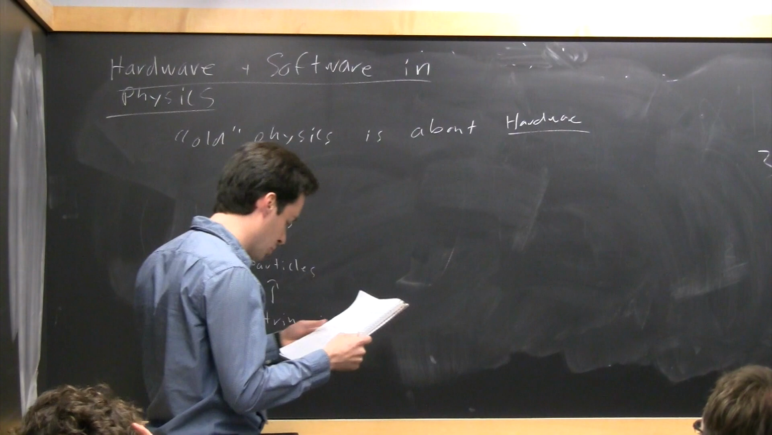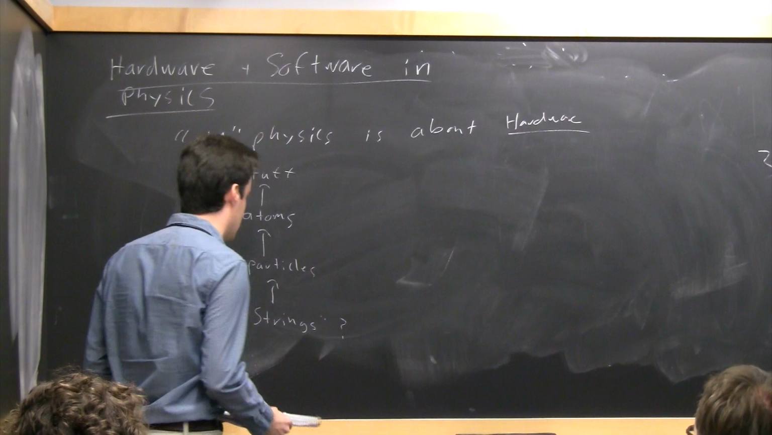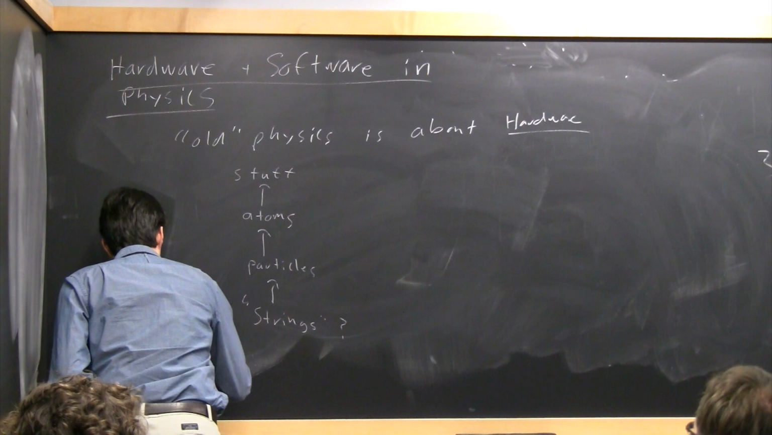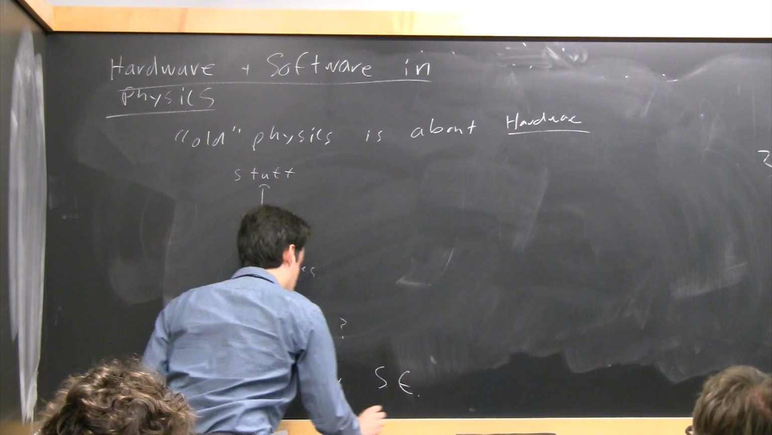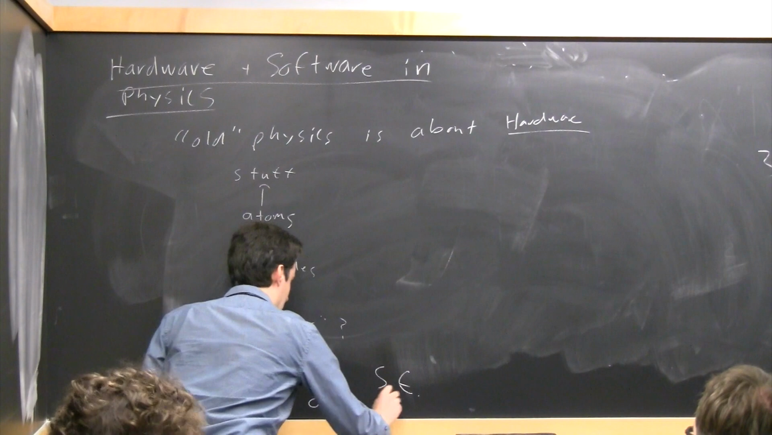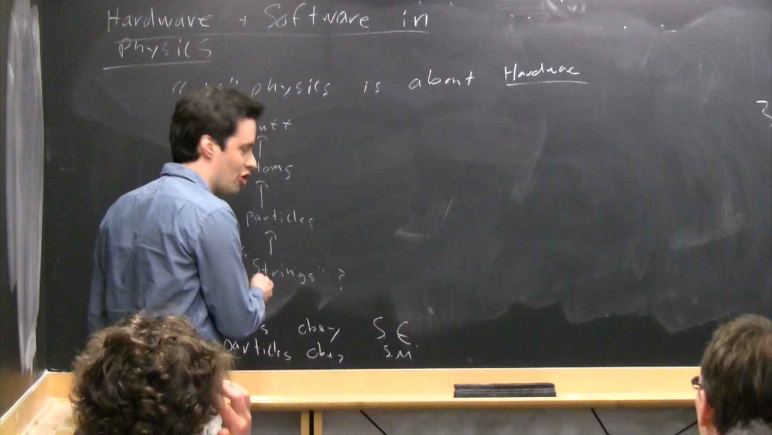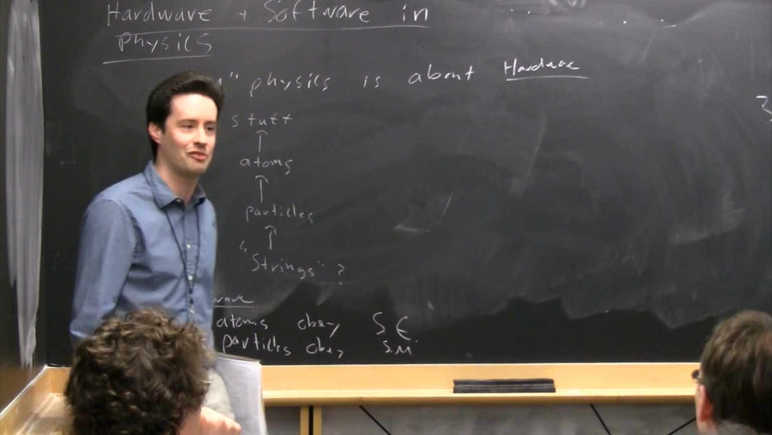Even in this standard way of doing things, there is software. For example, the atoms obey the Schrodinger equation, and the particles obey the standard model of particle physics. But the software is hardwired. It's the software that's built into the hardware, and the hardware is the stuff that we're really interested in.